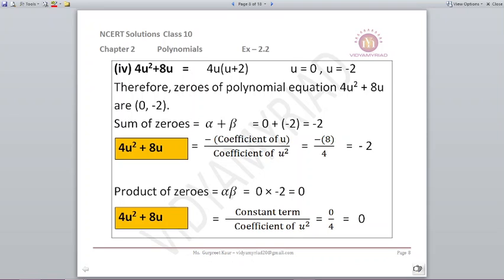Next, 4u square plus 8u. Here we can take out 4u as common, so it becomes 4u into (u plus 2), where 4u equal to 0 gives u equal to 0, and u plus 2 equal to 0 gives u equal to minus 2. So the zeros are 0 and minus 2. According to sum of zeros, it is 0 minus 2, which is minus 2, and according to the equation, it is minus 8 upon 4, which again gives minus 2. Product of zeros is alpha into beta, so it comes out to be 0, and in terms of the equation, the constant term is not there, so 0 upon 4, which is again 0.